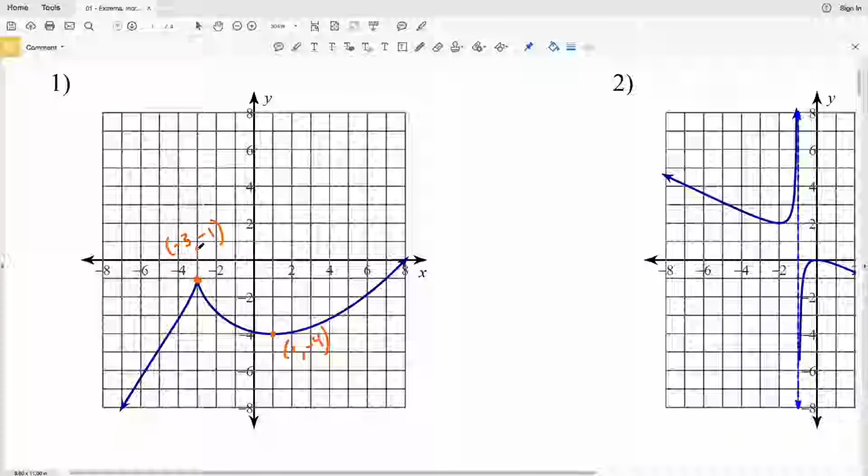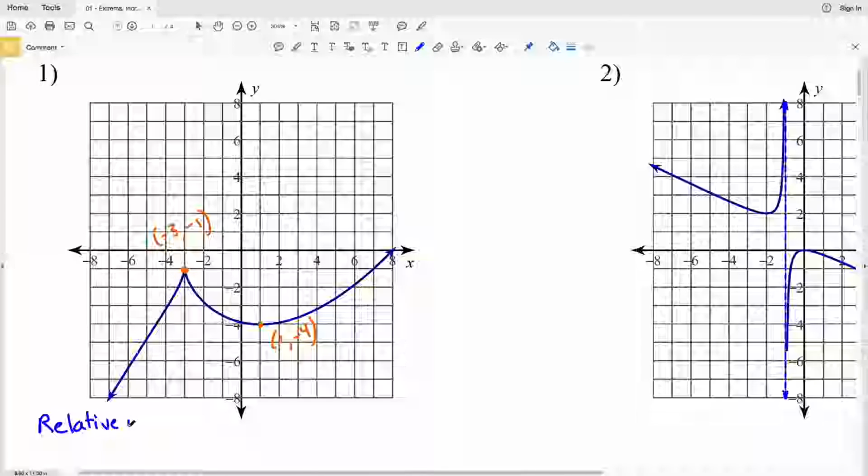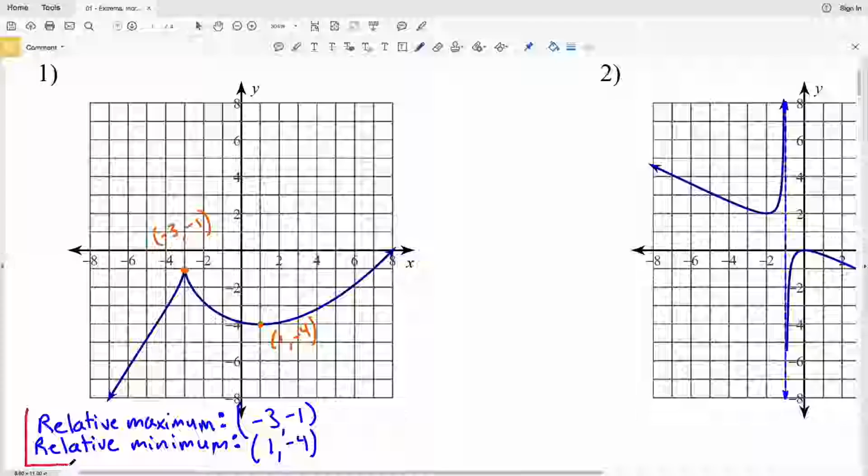But for now, we have (-3, -1) as one extremum, and that is higher than any of the points nearby, so it is a relative maximum. And then (1, -4) is lower on the graph than any of the points nearby. Therefore, it is a relative minimum. So again, (-3, -1) is a relative maximum, and (1, -4) is a relative minimum.